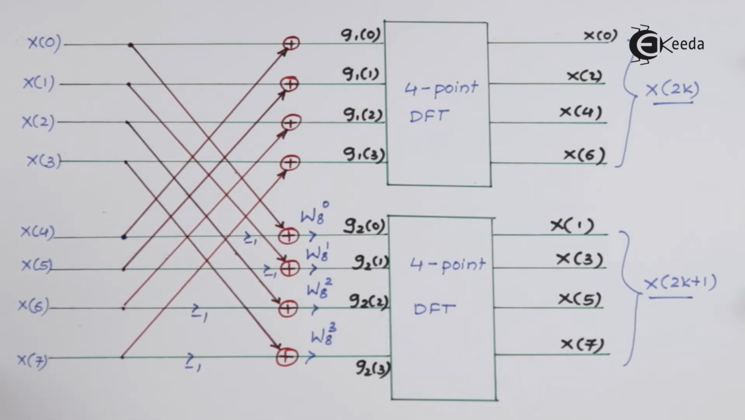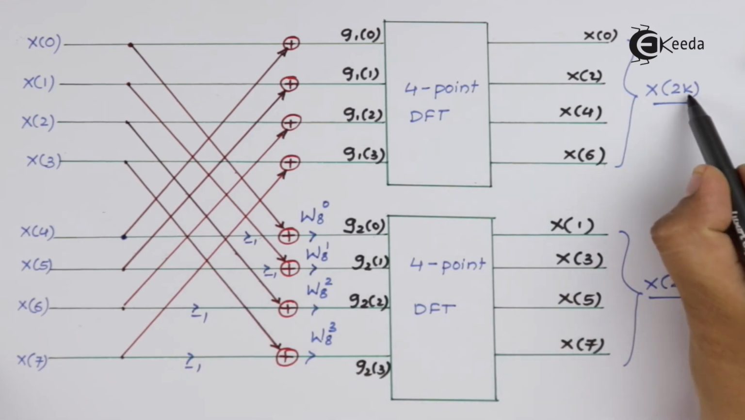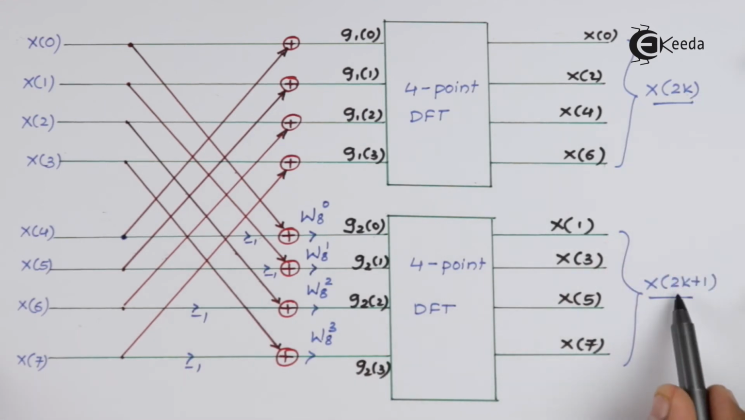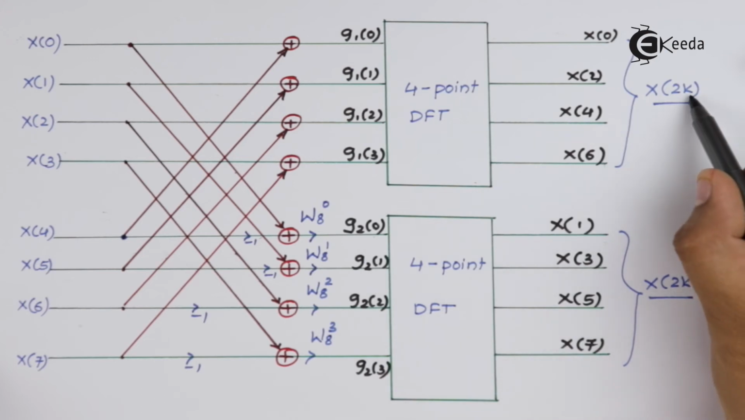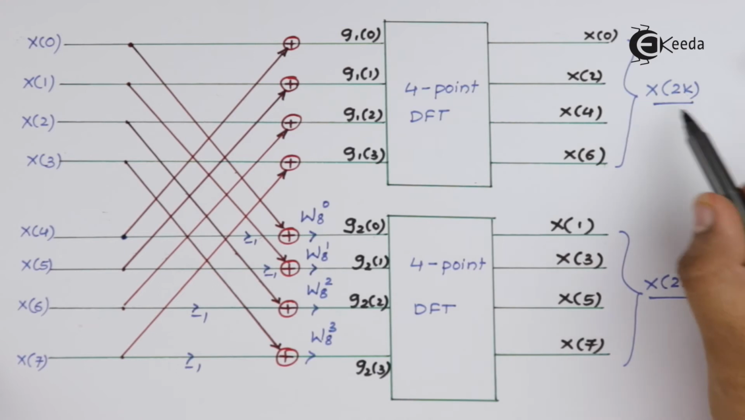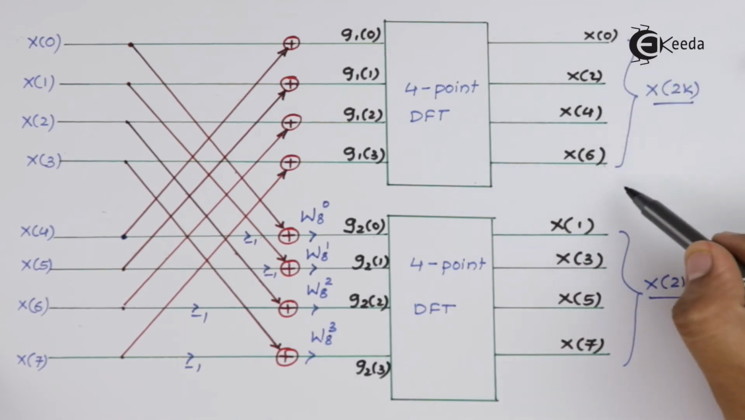But if we count starting from 0, then the last value is always n minus 1, means 4 minus 1 will be nothing but 3. So we will add 0 to 3 values in this part as well as 0 to 3 values in this part. So if we add 0 over here, then x of 2 into 0 is always x of 0. If we substitute 1, then 2 into 1 is 2. If we substitute 2, then 2 into 2 is 4, and if we substitute 3, then 2 into 3 is 6. So automatically you will get all the even part answers.